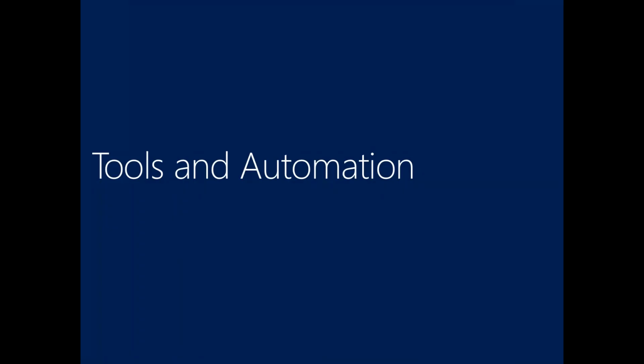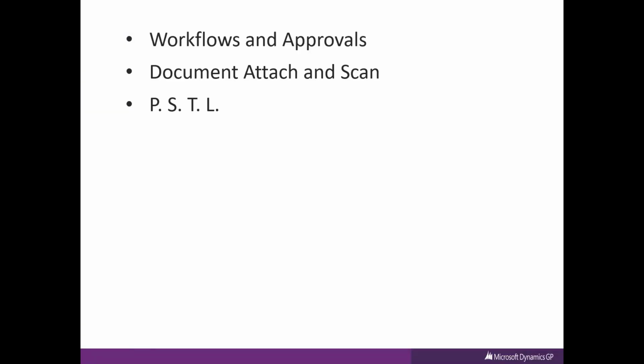And finally, talk about a couple of areas in tools and in automation. First thing I want to talk about are workflows and approvals. We saw a brief example of that in the requisition approval becoming a purchase order previously. Talk a little more detail about that. Document attach and scan, the simple means of making sure that I have a better audit trail and to take those external references, embed them into the GP transaction. And finally, we'll talk about the PISTOL, the Professional Services Tools Library.